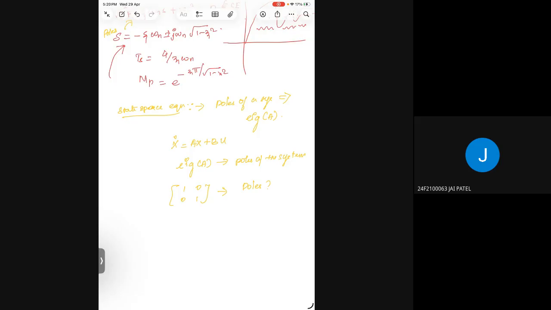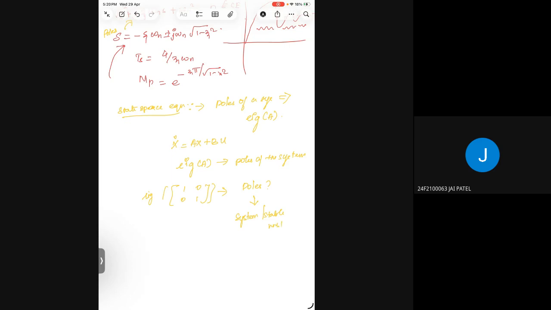For a 2 cross 2 matrix, how many poles or how many roots will you get? 2 roots. Very good. For a 4 cross 4 matrix, you'll get 4 roots, right? So you just have to find the eigenvalues of the A matrix, then you will get the poles of the system. From the poles, you will say whether the system is stable or not.